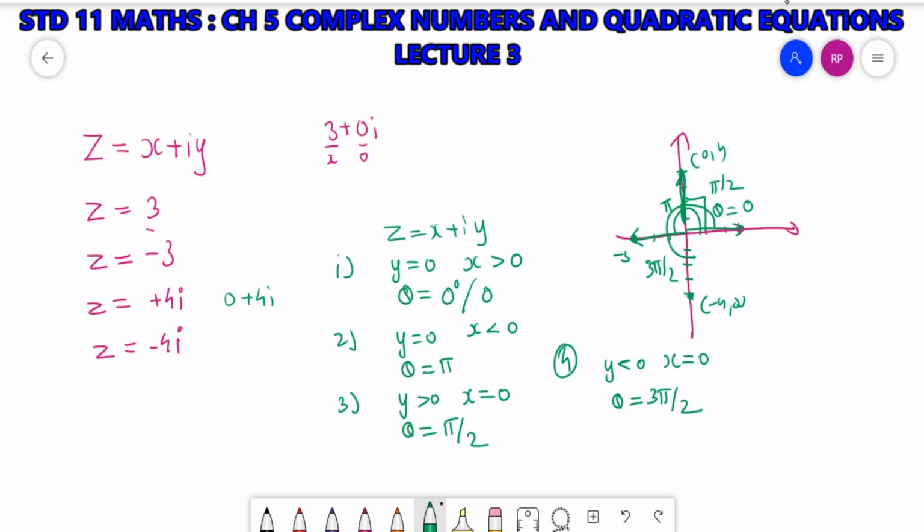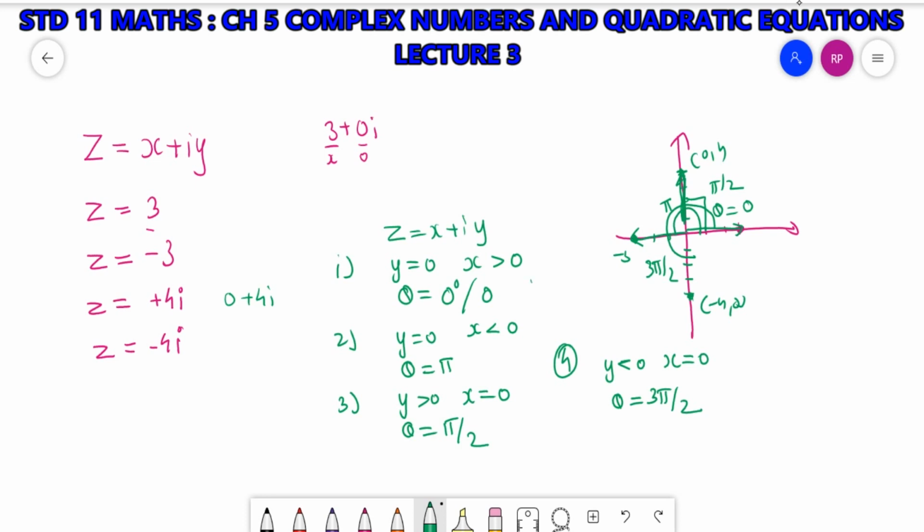So remember, when x is equal to 0, there are two options. Either the angle will be pi by 2 or 3 pi by 2. If y is positive, pi by 2; if negative, 3 pi by 2. And when y is equal to 0, that means only the real part is there. At that time there are two options, either 0 or pi. When x is positive, it will be 0, and when x is negative, it will be pi. Okay, so just note this down.